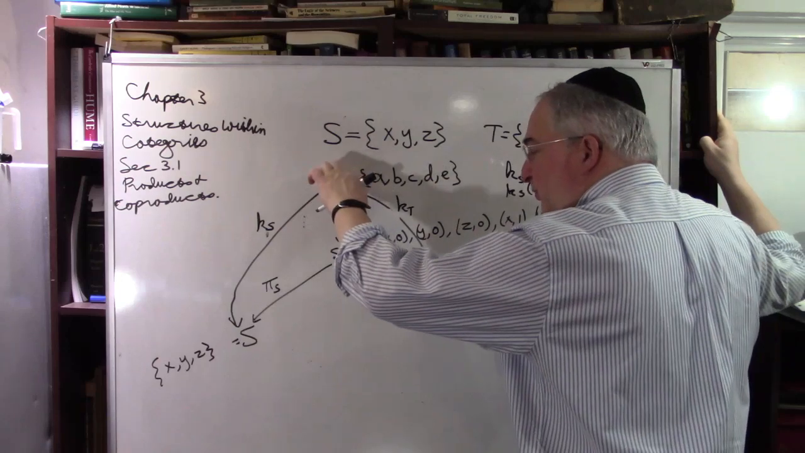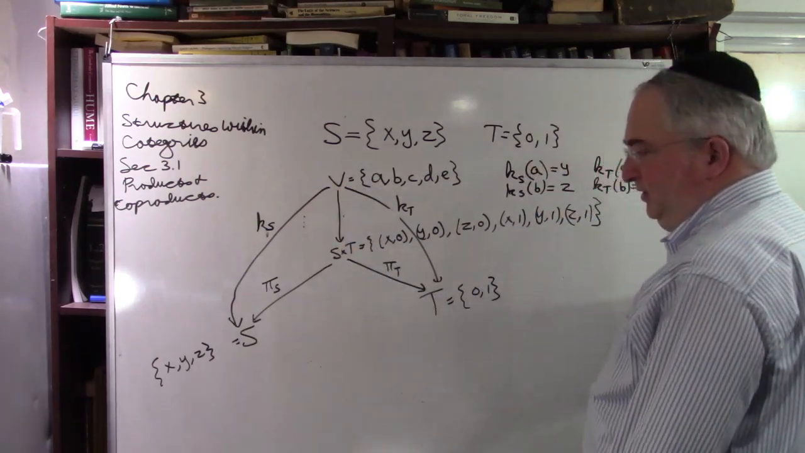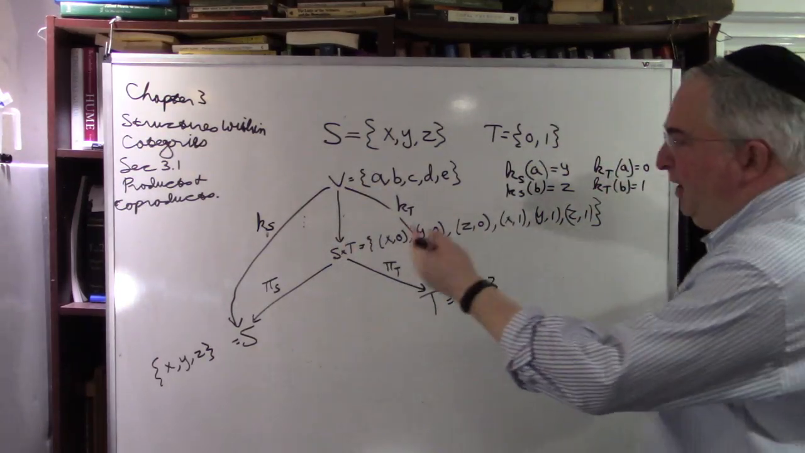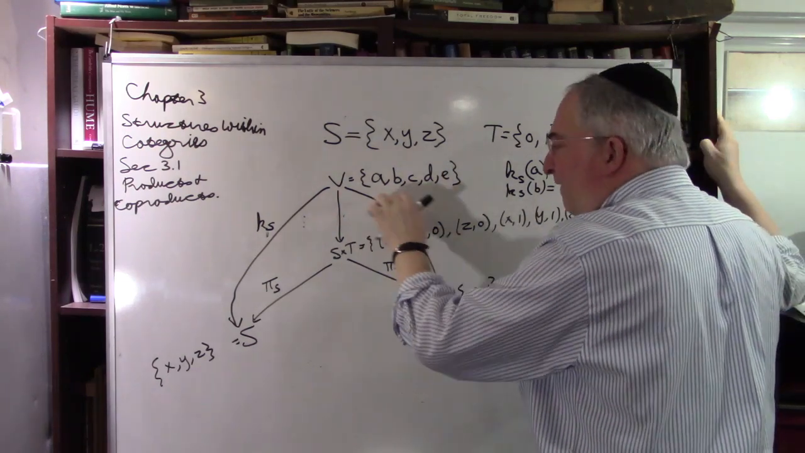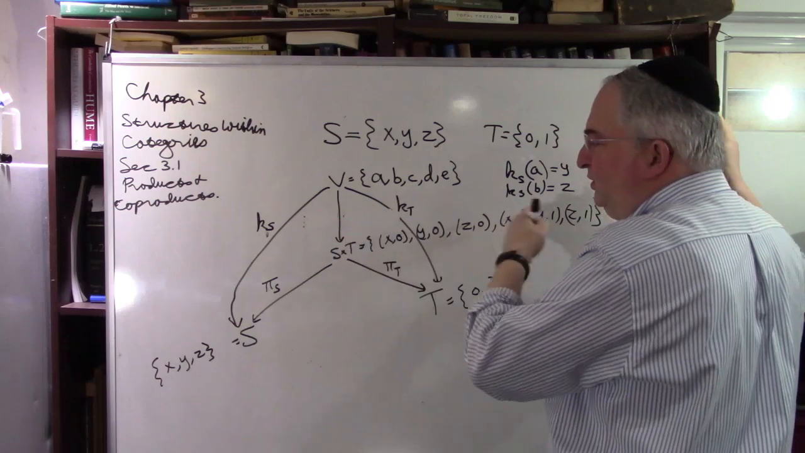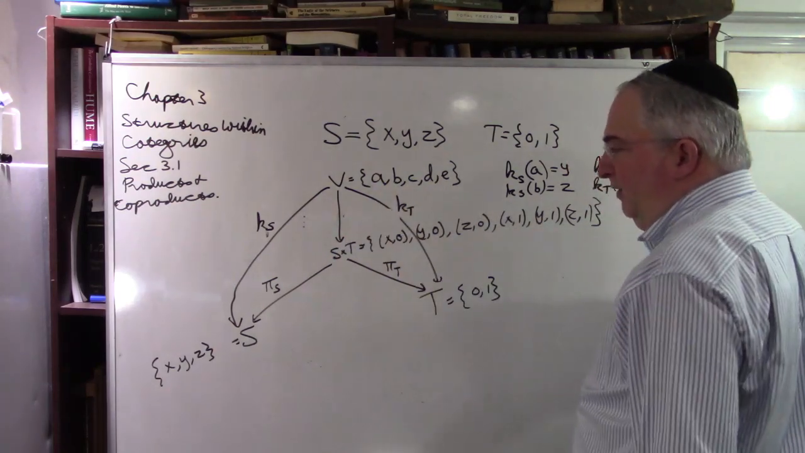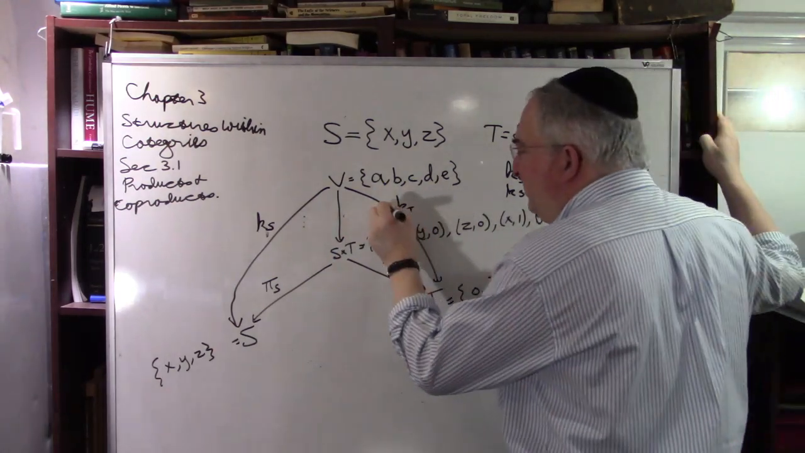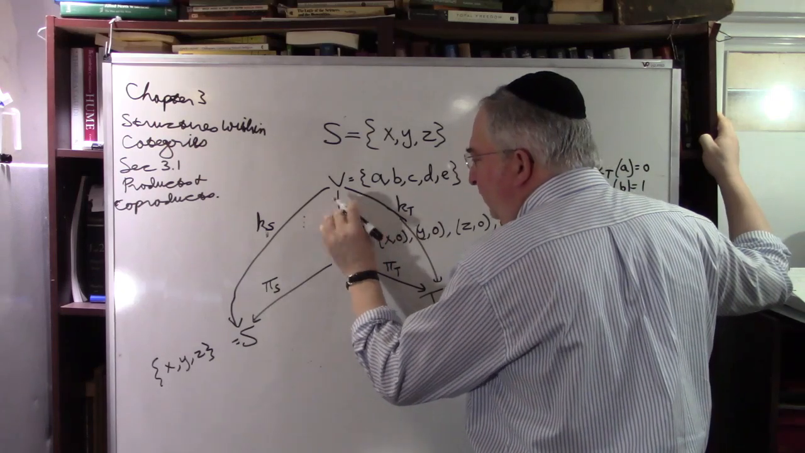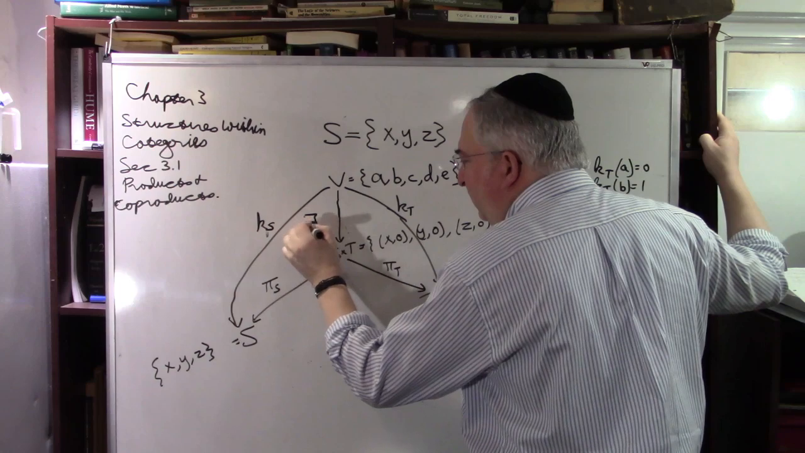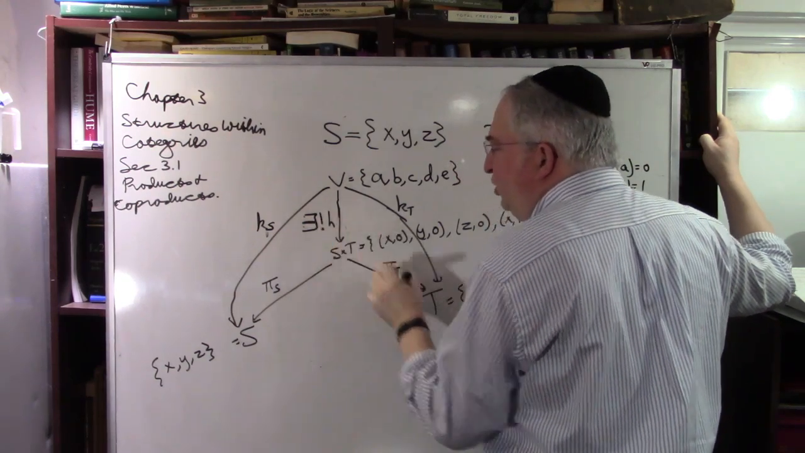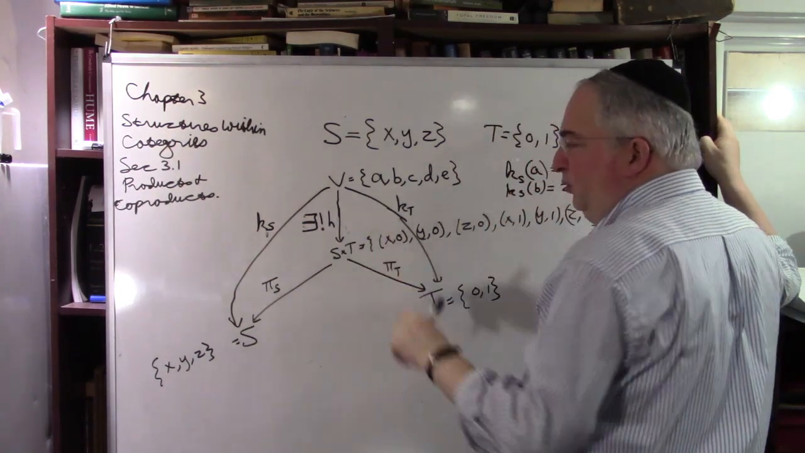Okay, question. What's the relationship between this set and this set? And the answer is there might be many things. There's 6 elements here. There's 5 elements here, so there's many different maps from here to here. However, there is exactly one, so let's write it like that. There exists exactly one H that makes this commute.